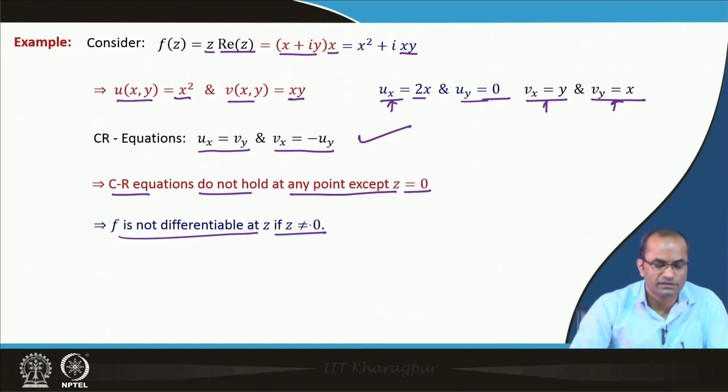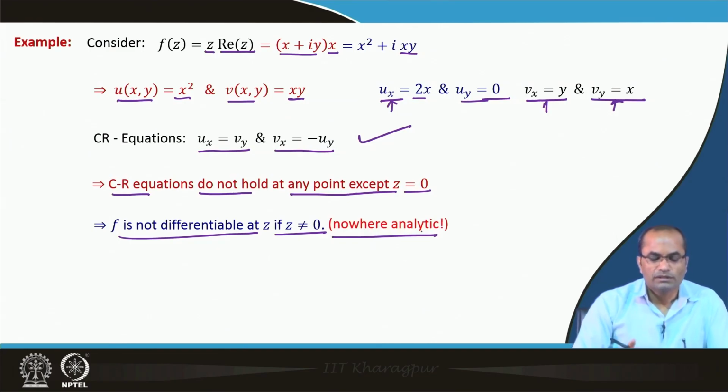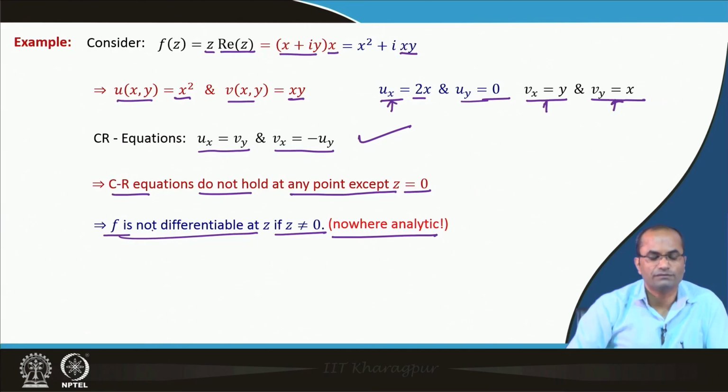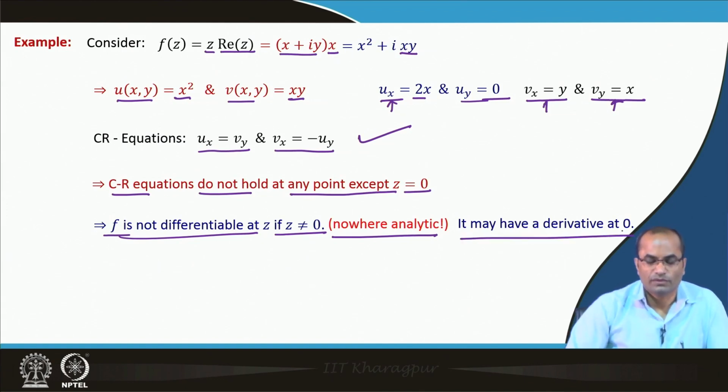So, other than the origin the function is not differentiable, this is what is written here, and as I discussed we can conclude that the function is nowhere analytic, because here we learned that the function is not differentiable at any z if z is not equal to 0. So, it may have a derivative at 0, this is what we still hope, or it may not have a derivative, because the necessary conditions are satisfied.